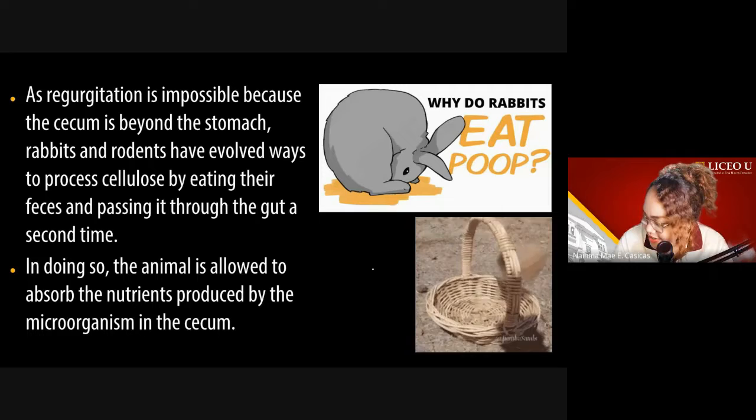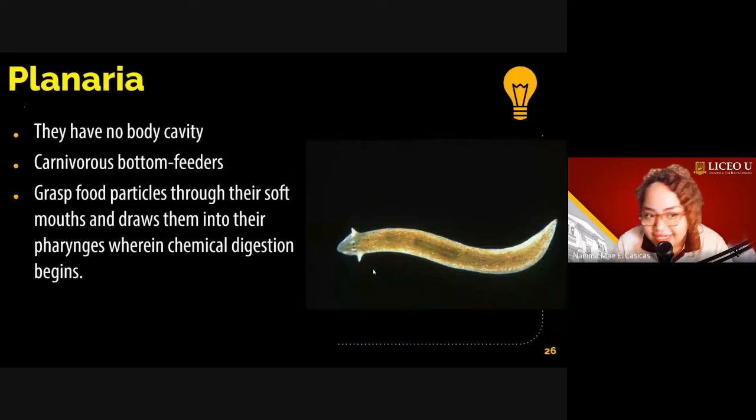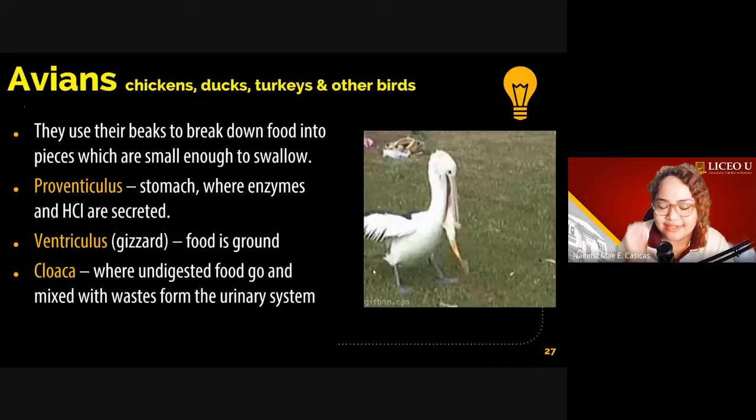Okay, no problem. And then you have, of course, your amoeba, where it uses phagocytosis for digestion. And your planaria as well. They are carnivorous bottom feeders. And because they don't have a body cavity, they just grasp food through their soft mouths and then quickly digest it. And then you have your avians, your birds, basically your chickens, your ducks, your turkeys.